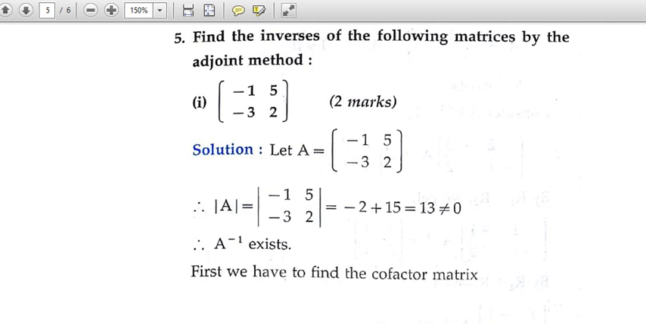First we have to find the cofactor matrix. For finding the cofactor matrix we have to use the formula Aij is equal to minus 1 raised to i plus j into Mij, where Mij stands for the minor at position ith row and jth column.